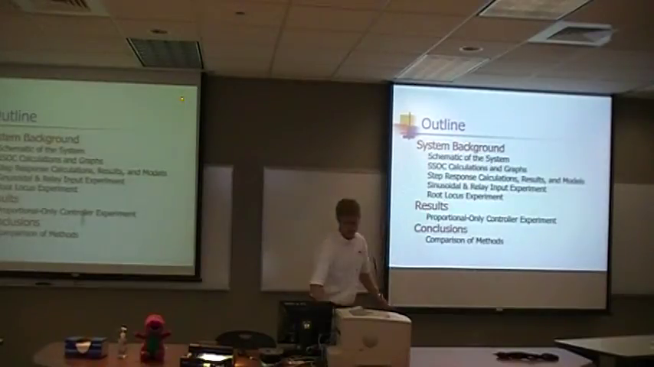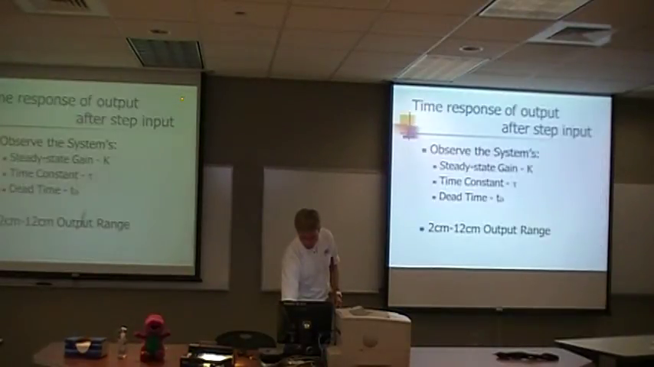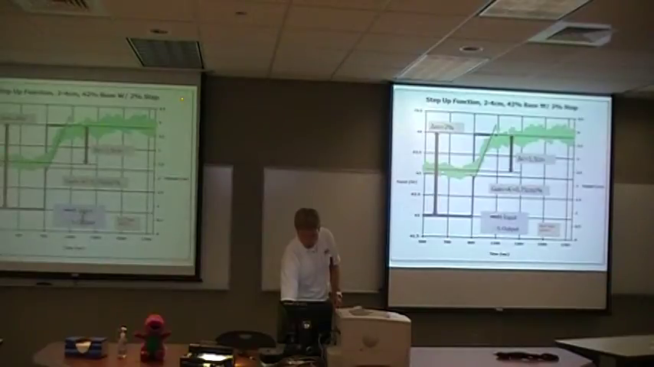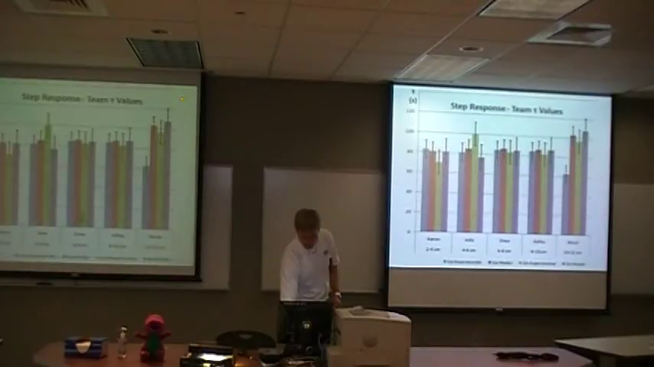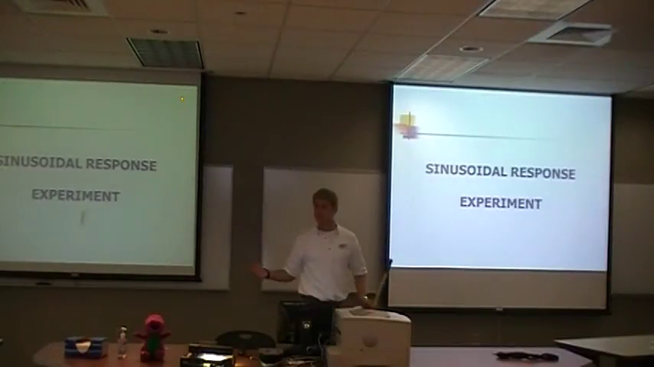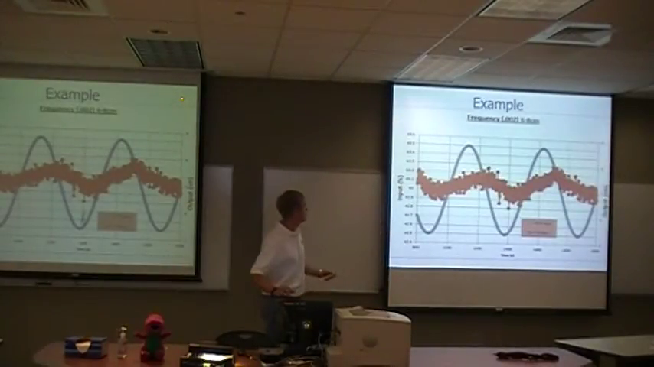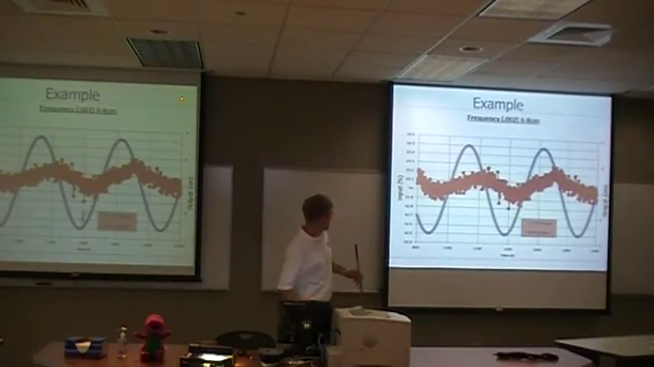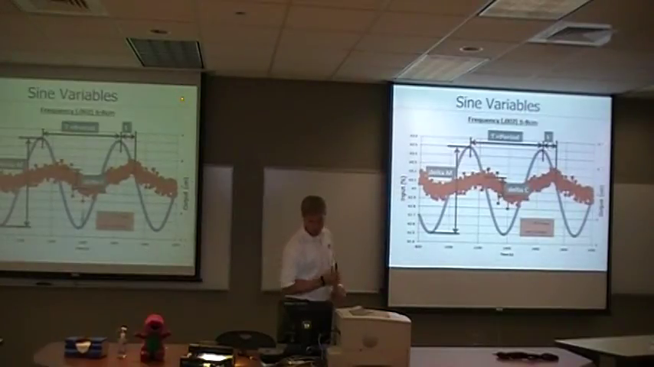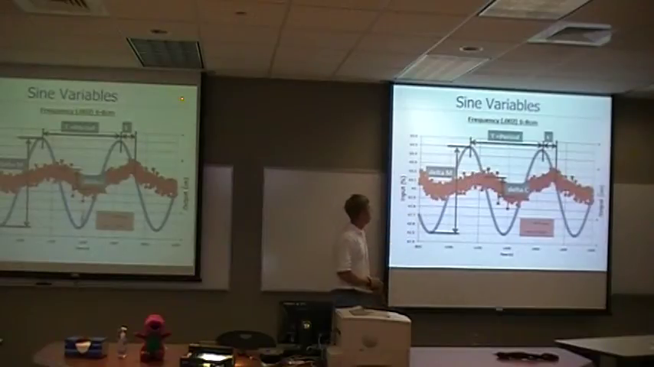Go straight to sinusoidal. This is an example using the frequency of 0.002, and it's in the range of 6 to 8 centimeters. That's just really an example. This is how we got our change in input and the change in output, and the period and the tau.